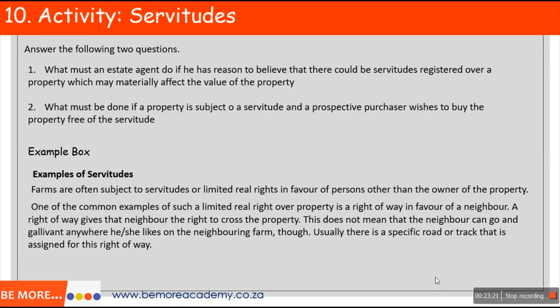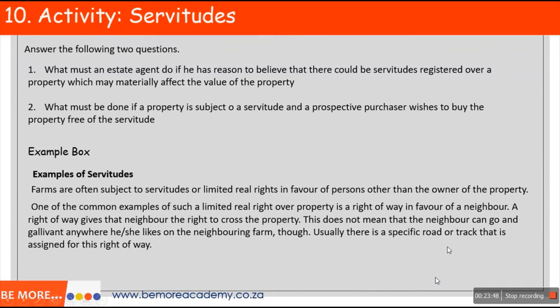Now remember, a servitude, I will say in this instance, has been registered already. So if there's a sewer line registered on the property, do you think you can cancel that servitude? No. So what must the prospective purchaser do? Look for something else then? Or get a discount from the selling price.